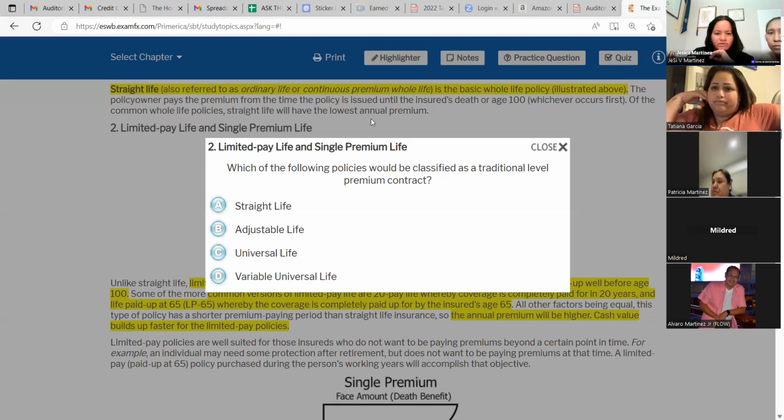Which life policies will have the lowest annual premium? I think it will be something. So we're thinking not straight life. Traditional level premium contract will be higher.